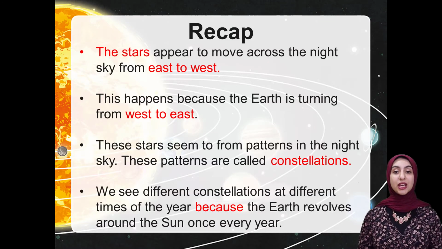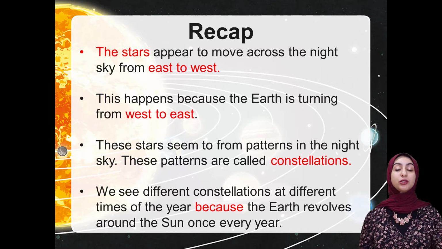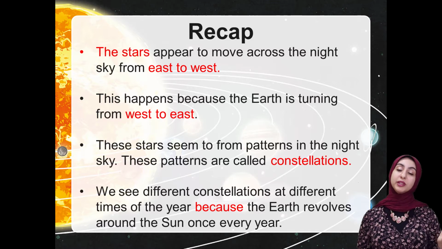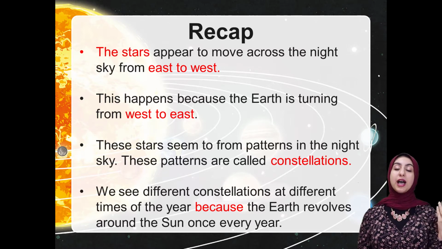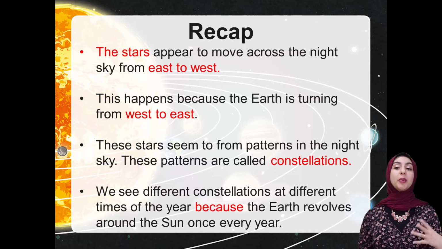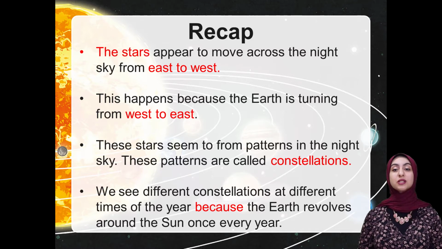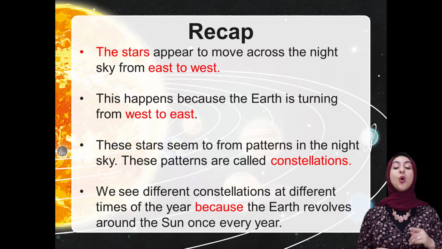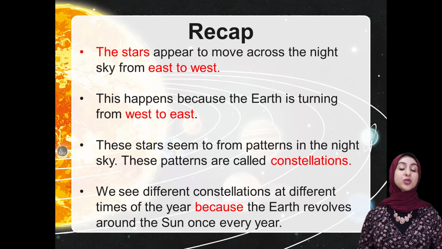Let's start our lesson today with a quick recap. In the previous topic, we talked about the stars and we said they appear to move across the night sky from east to west. This happens because the Earth is turning from west to east. We also said these stars seem to form patterns in the night sky, called constellations, and we see different constellations at different times of the year. This is because the Earth revolves around the Sun once every year. Today our topic is about the planets in the solar system.